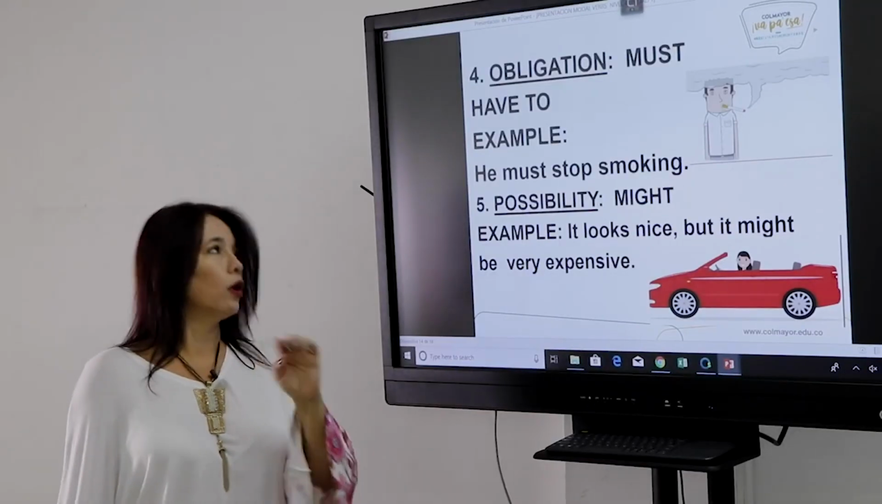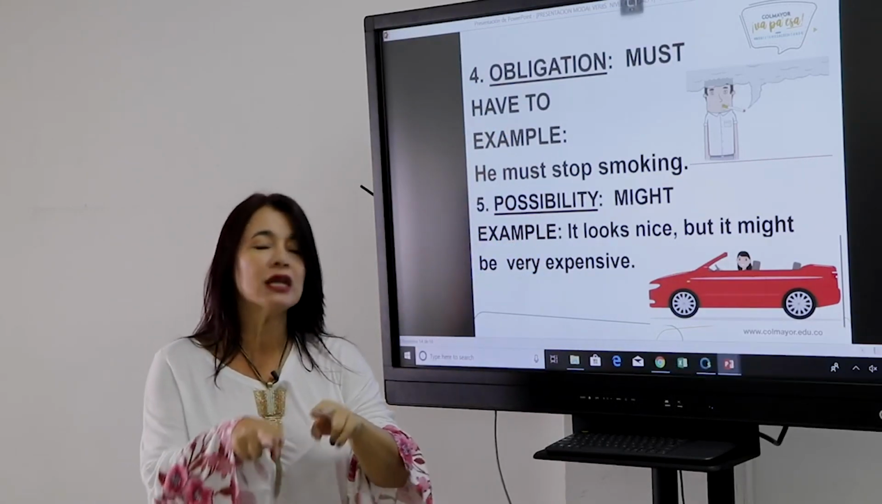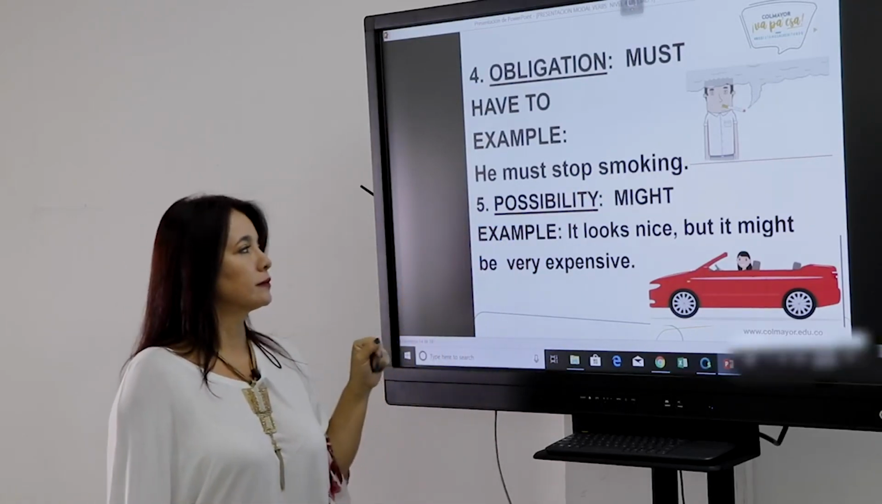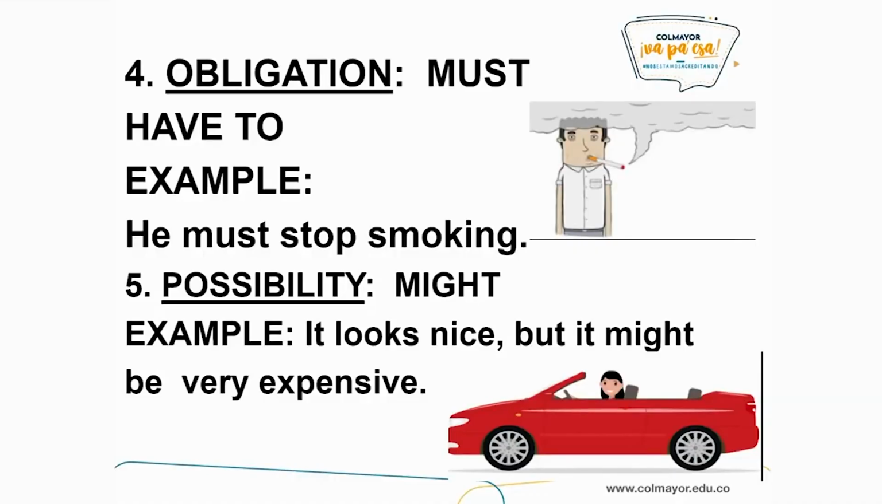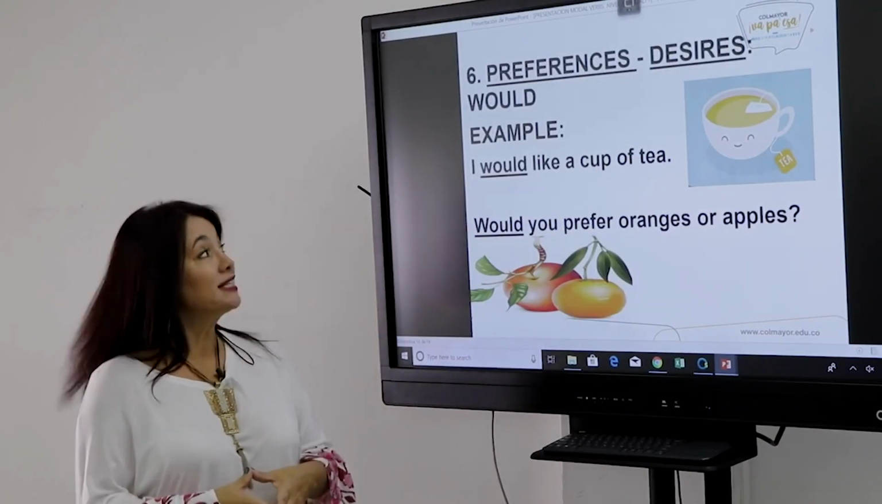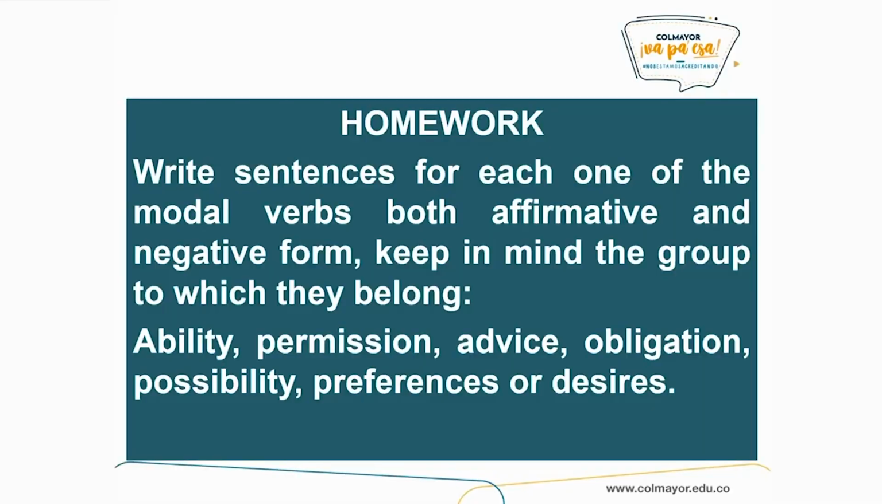Another is number 4, obligation. For obligation, use must, which has the same meaning as have to. For example, he must stop smoking. Aspect number 5, possibility with might. Example, it looks nice, but it might be very expensive. And number 6, preference and desires, where you use would. Example, I would like a cup of coffee. Or, would you prefer orange or apples?